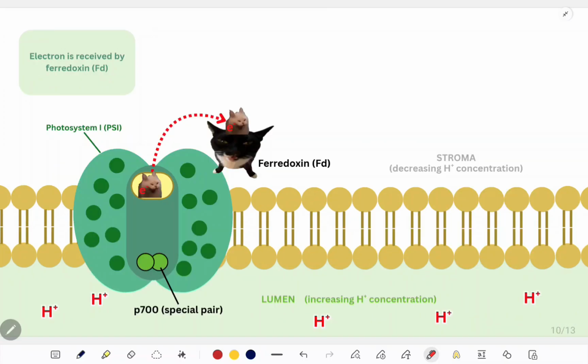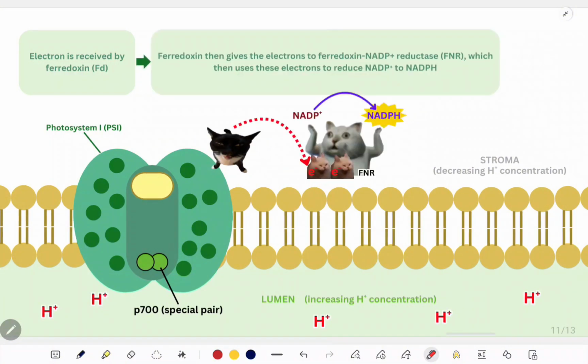After that, the electron is transferred to ferredoxin, one by one again. Ferredoxin has a job then to transfer these electrons one by one to ferredoxin NADP+ reductase, or FNR for short. FNR then uses two of these high energy electrons to reduce NADP+ to NADPH, and this NADPH will then be used in, can you guess it? The Calvin cycle, or the light independent reactions that will take place in the stroma.